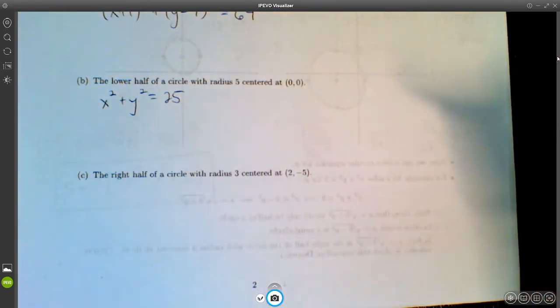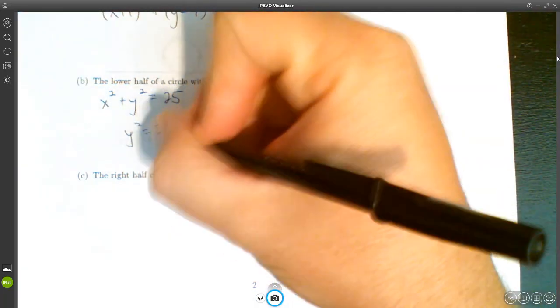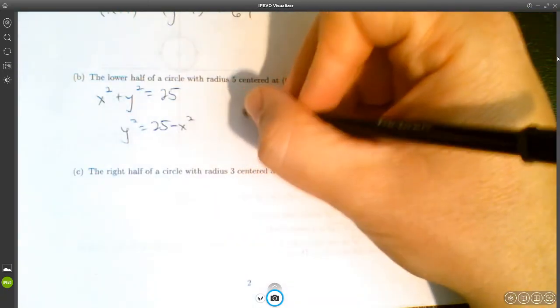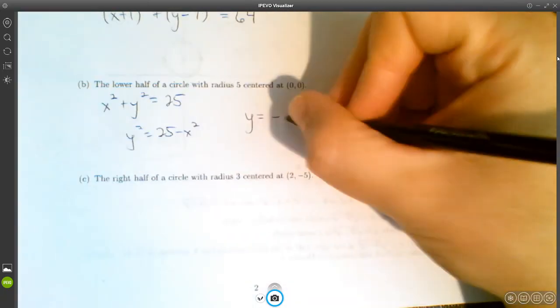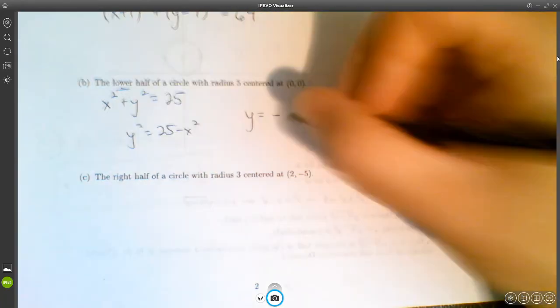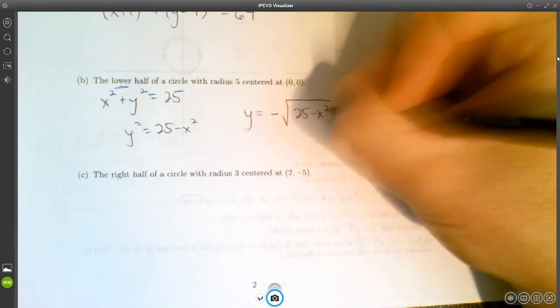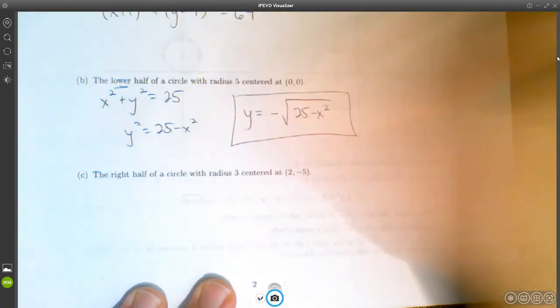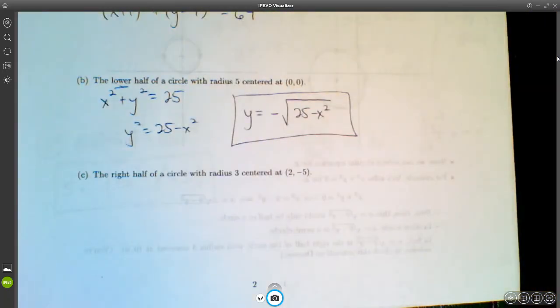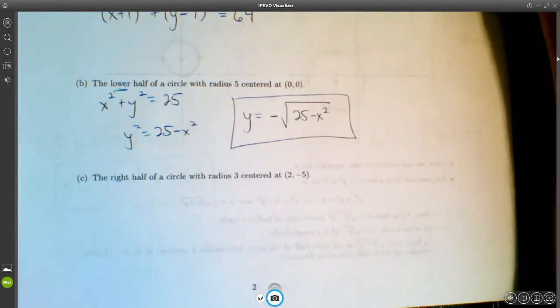But if I only want the lower half, then I need to solve for y. And then I need to take the negative square root. So I'm going to get y equals negative, right? Because I want the lower half. So I take the negative square root, 25 minus x squared. So there's the semicircle, the lower half of a circle centered at 0, 0 with radius 5.